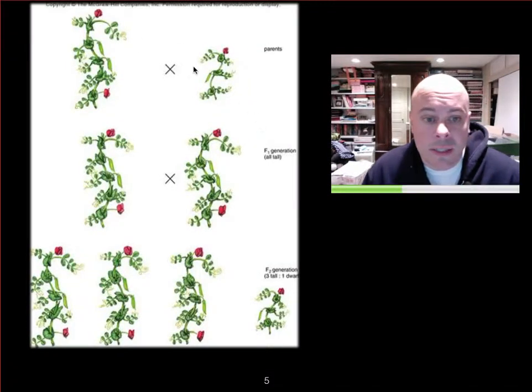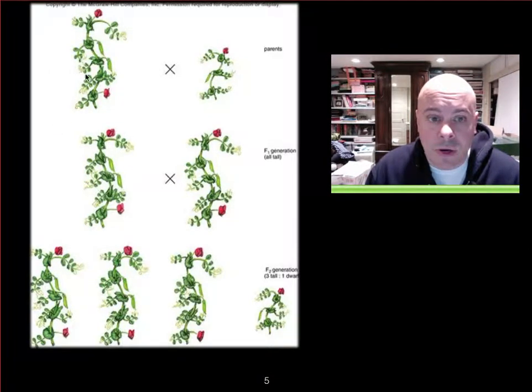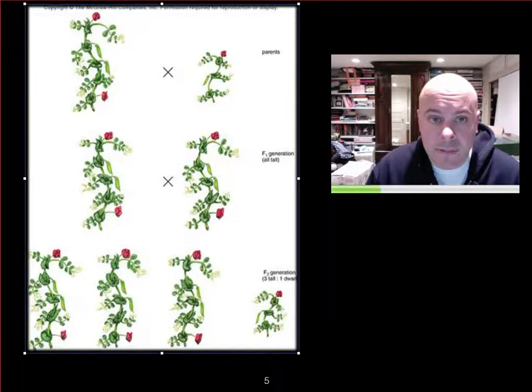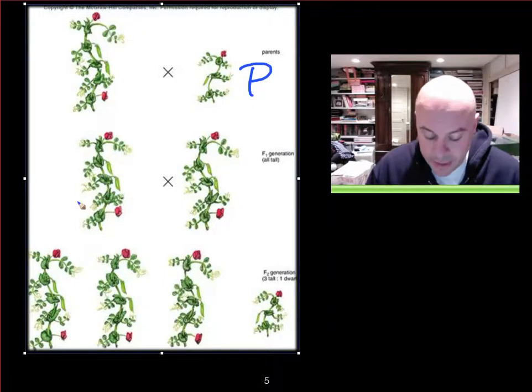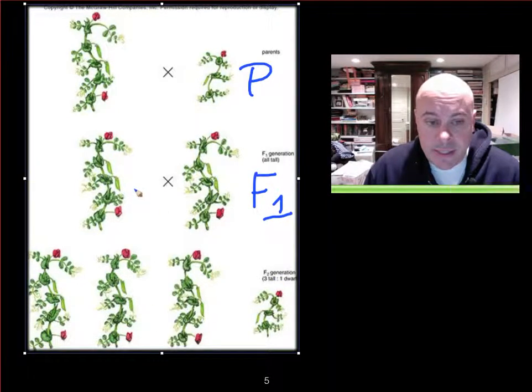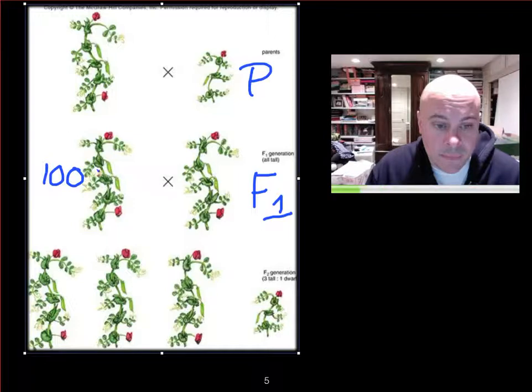He crossed two plants. He crossed a tall plant here and a short plant. Now, because these are the plants that he's starting with, he called these the P generation for parents. When he crossed them, he got offspring, and he called these the F1 generation, or first filial. And he noticed that every single one of the plants that he crossed, 100% were tall.